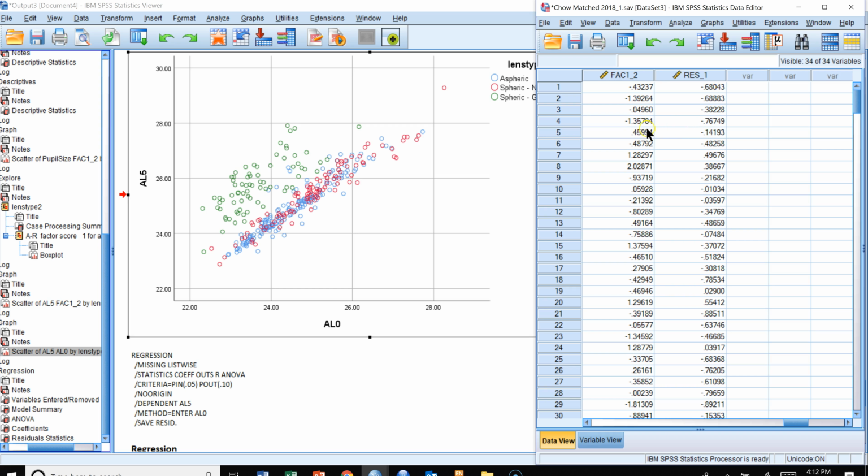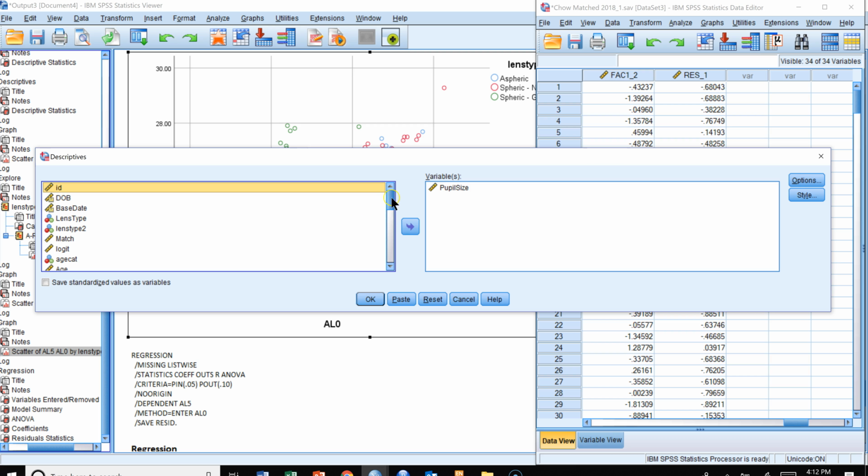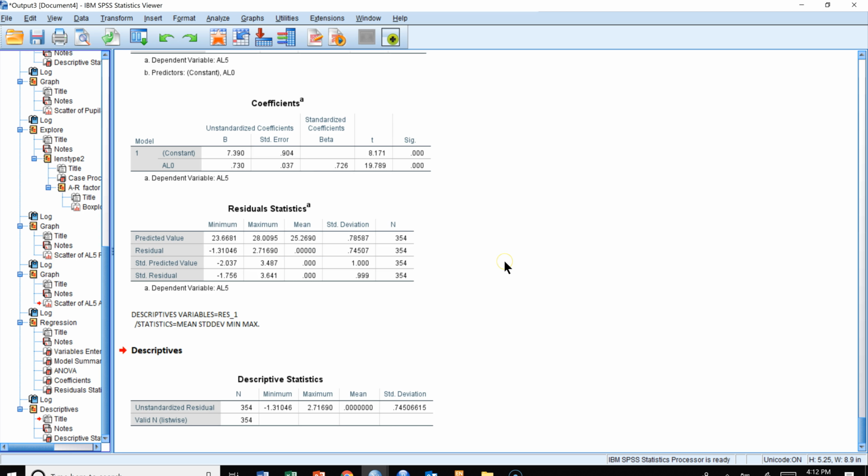And now what we want to do is plot these two. Now, one thing I should note is that we have no meaningful scale. These have both been standardized to means of 0 and a standard deviation of 1. Let's look at Analyze, Descriptives, residuals. Well, it's not a standard deviation of 1, but it is a mean of 0.